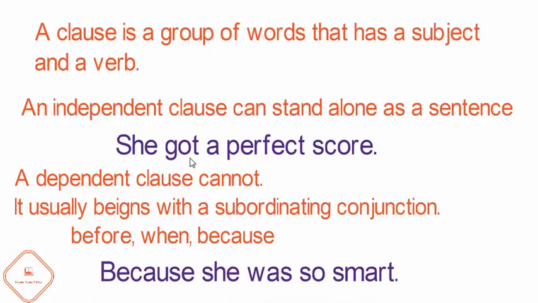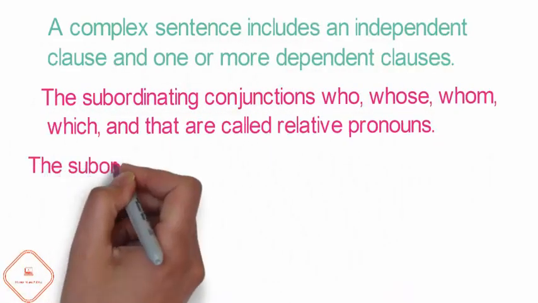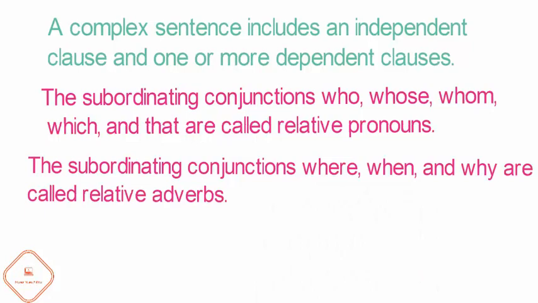So we can put these two together. She got a perfect score because she was so smart. So we can make it one complete sentence with an independent clause, she got a perfect score, and a dependent clause, because she was so smart. Now this example is what we call a complex sentence. A complex sentence includes an independent clause and one or more dependent clauses.